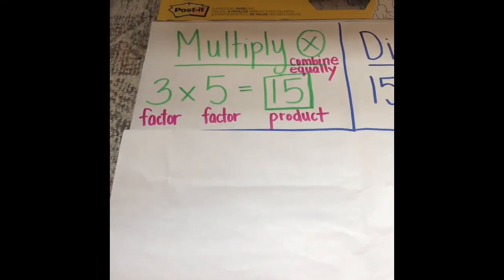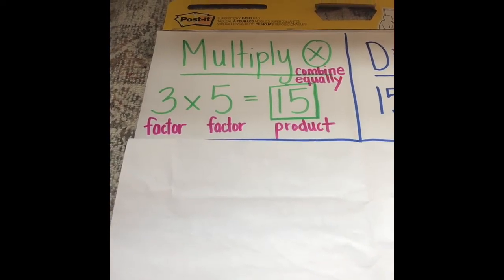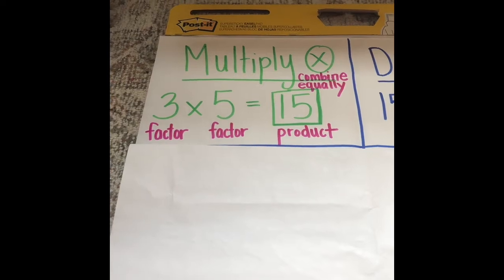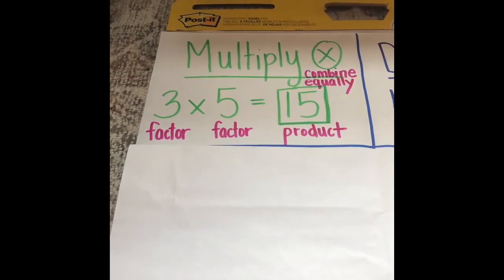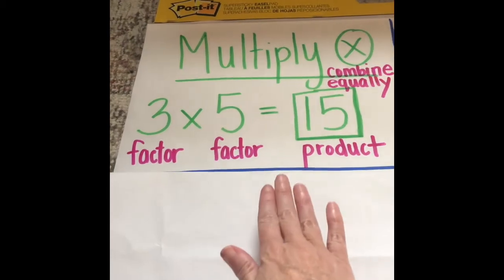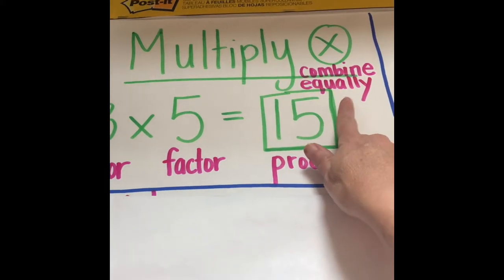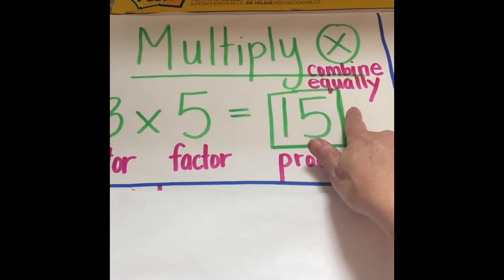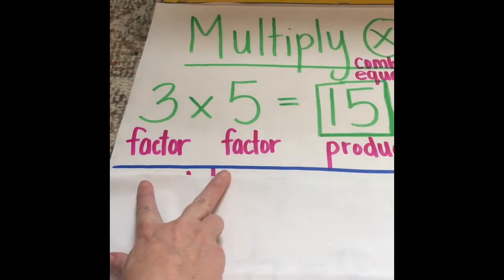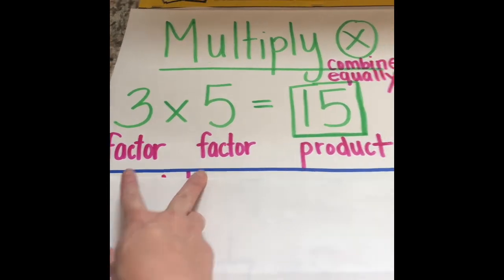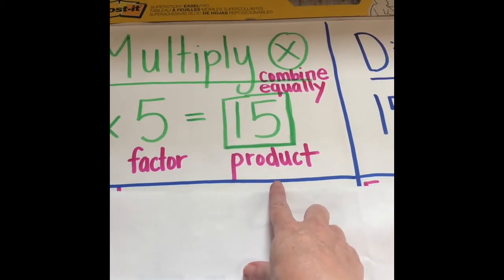So now we're going to take that idea that we just learned about addition and subtraction being related, and we're going to apply that to multiplication and its partner. So the opposite, or the inverse of multiply, which means when we're multiplying, we're combining things equally. So if we have 3 times 5, we know those are our 2 factors. If we multiply those, if we combine them equally, we get the product 15.